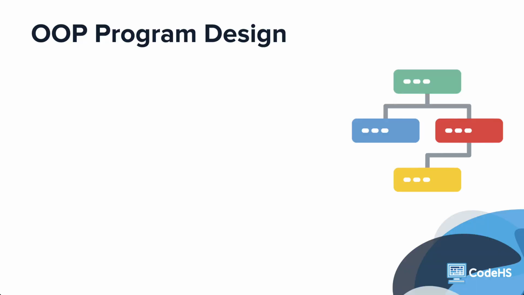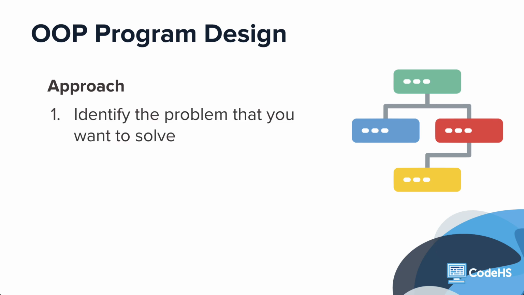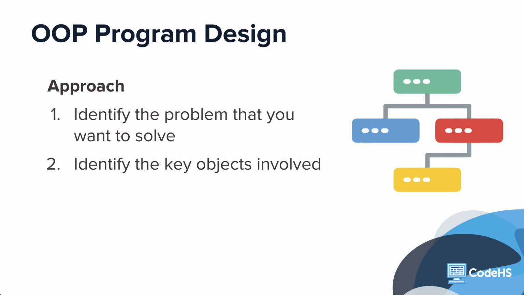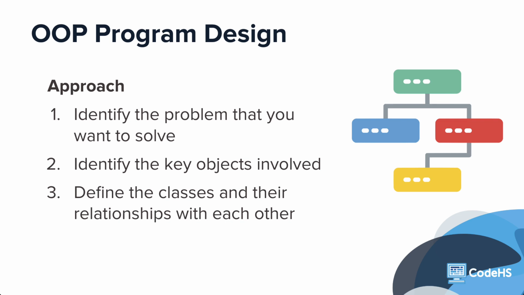Throughout the course, you've already seen how classes can be used to organize the flow of programs. This is the main idea in object-oriented programming, and one you will continue to practice in this unit as you begin to create your own classes. A simple approach you will follow with OOP program design will look something like this. Identify the problem you want to solve, identify the key objects involved, define the classes and their relationships with each other, develop and test. Let's walk through the first 3 steps of this process with an example.